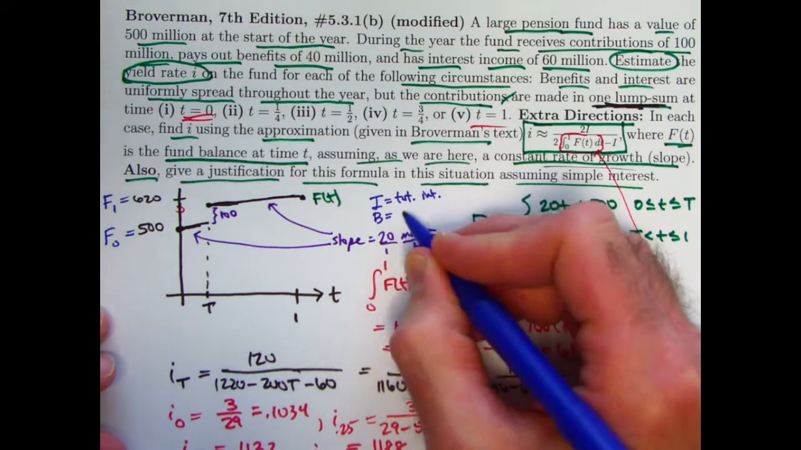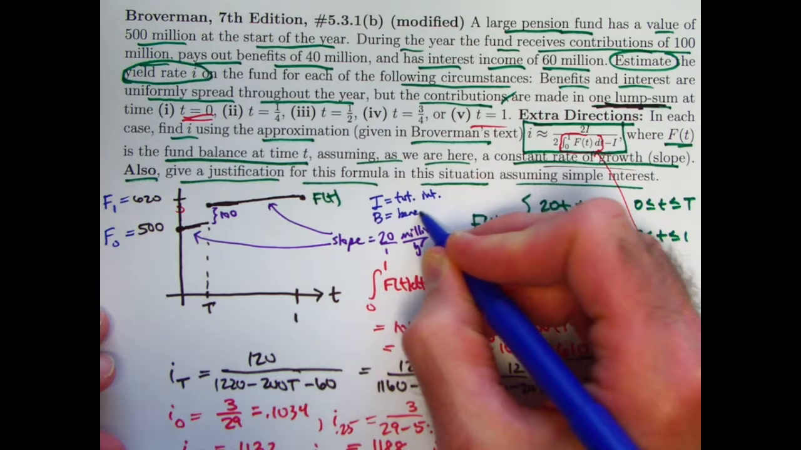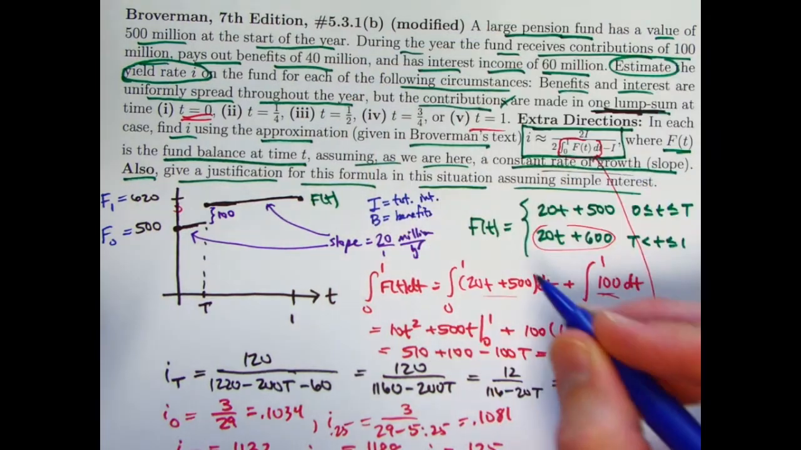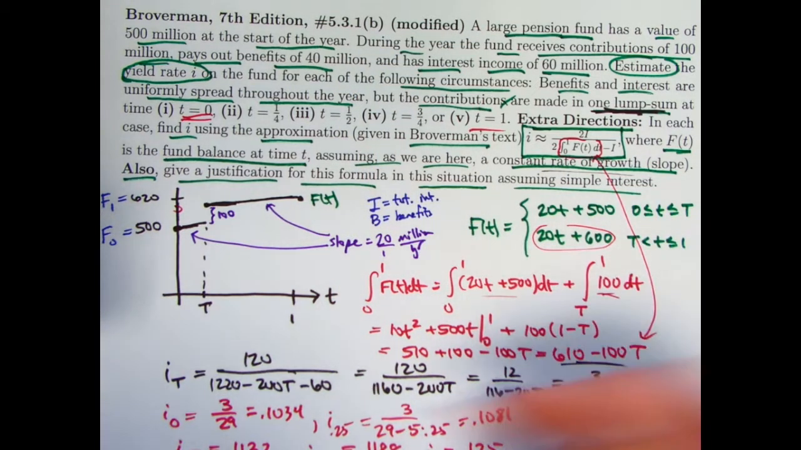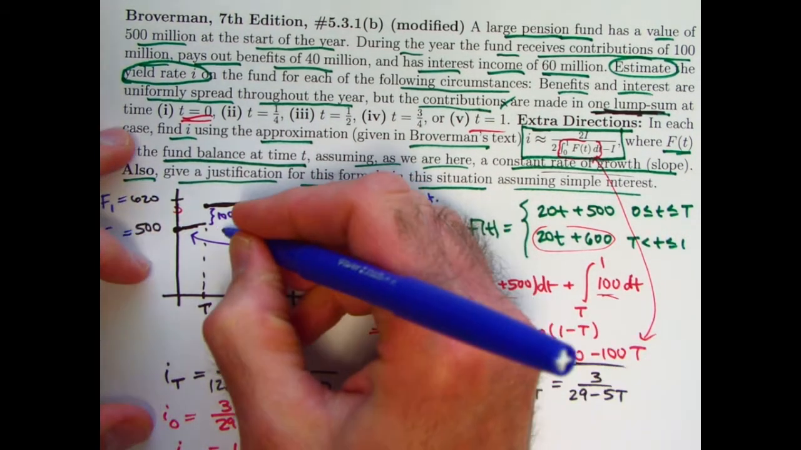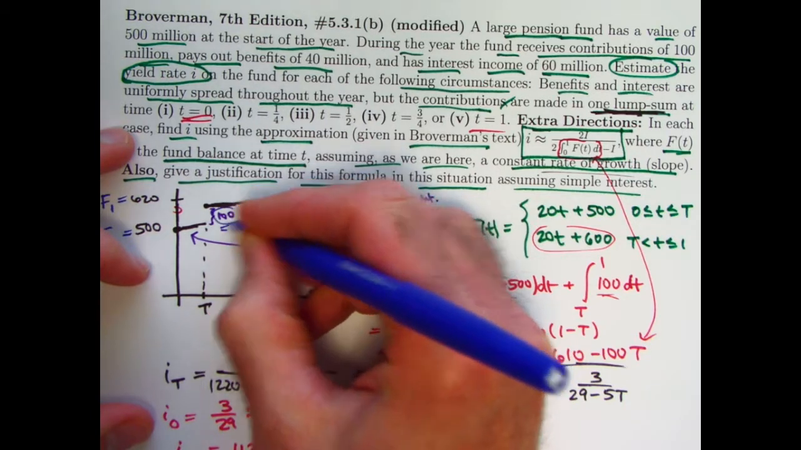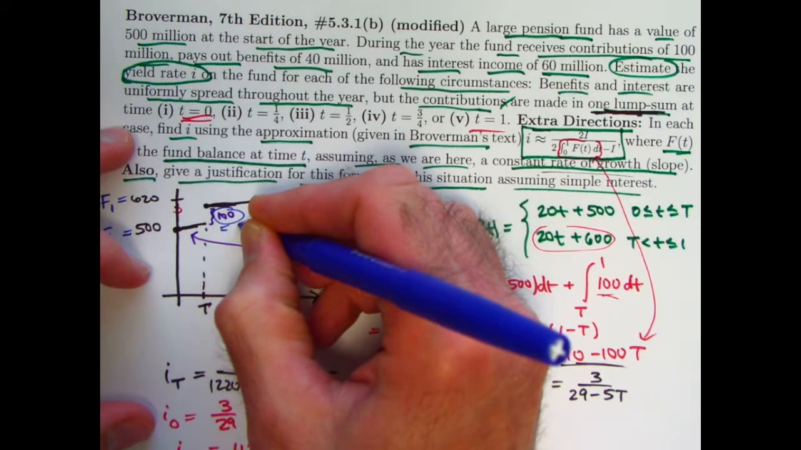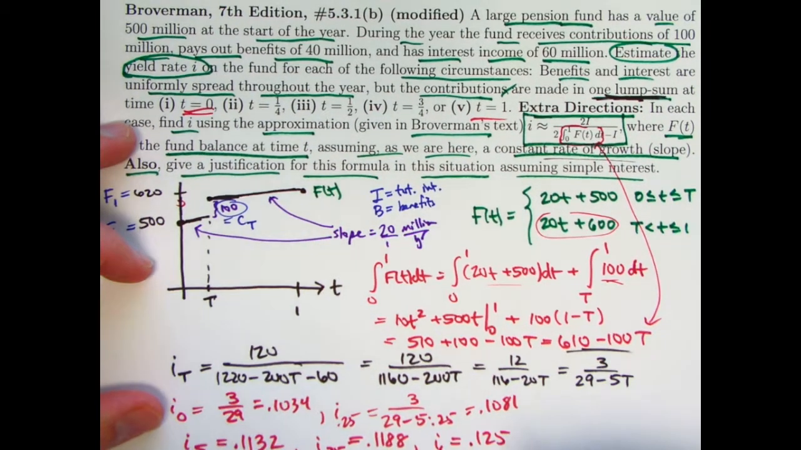B is going to represent the benefits paid to the retirees, which in this example is the 40 million. But once again, since it's over 1 year, you could think of it either as a total amount of benefits or a rate of benefits in millions per year, for example. And to be consistent with Broverman's notation, I'm going to call this jump discontinuity, this net contribution at time capital T, C sub capital T.